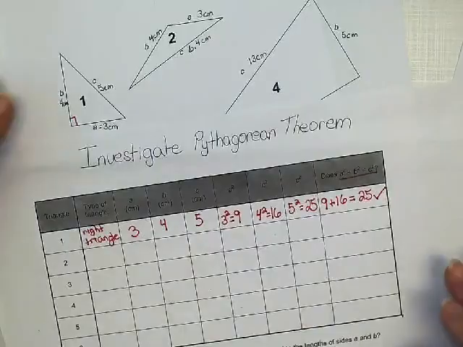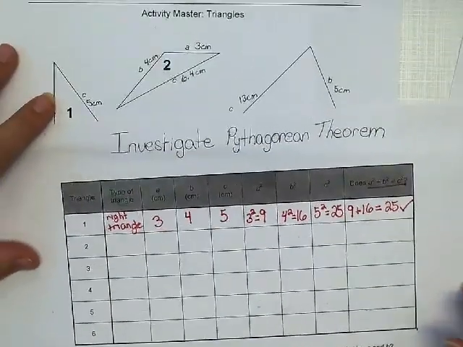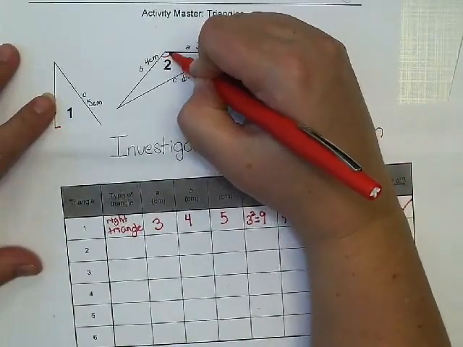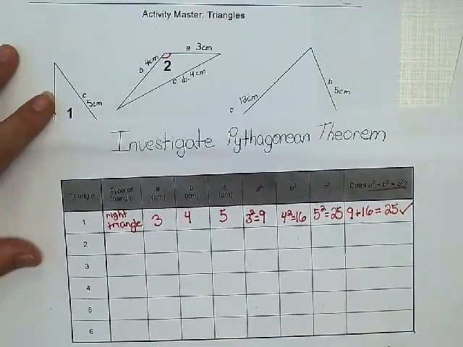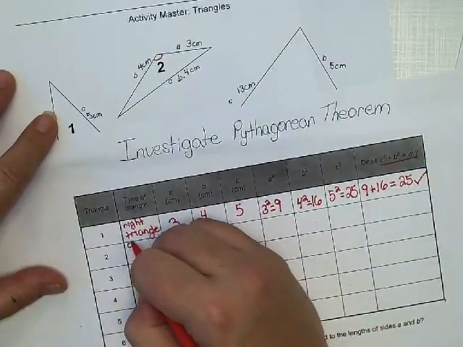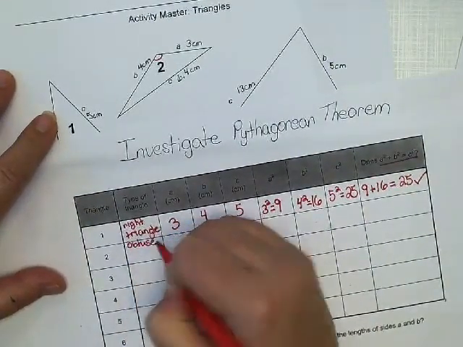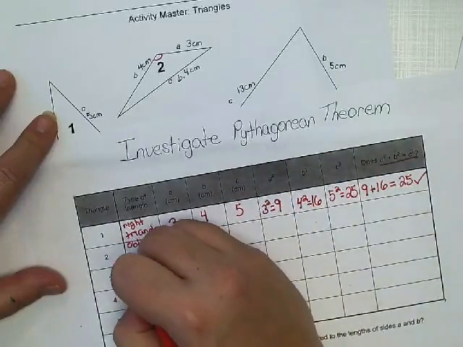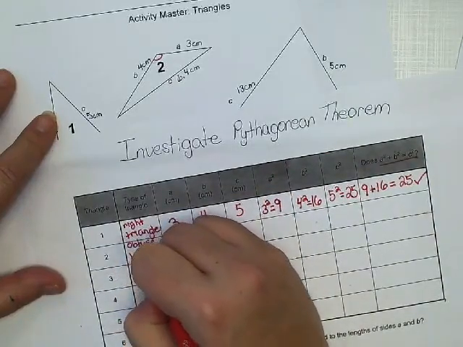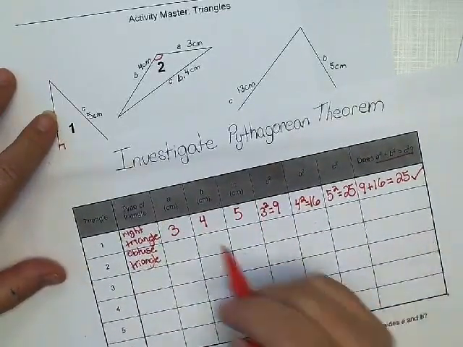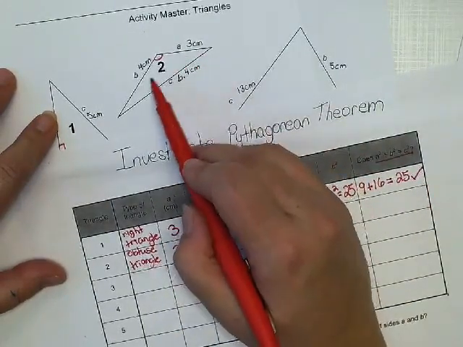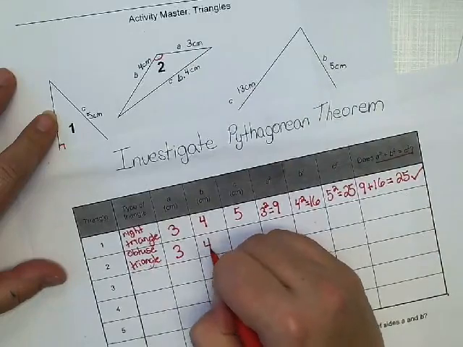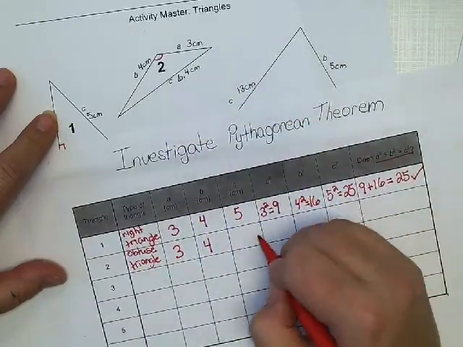So for the next one, on 2, you're going to have what's called an obtuse triangle, because there is an obtuse angle. It's not a right triangle, so we're going to call that an obtuse. I'm going to do one more with you, and then you're going to do the rest by yourself. So A, it says 3, right here. B, it says 4. And C, it says 6.4.